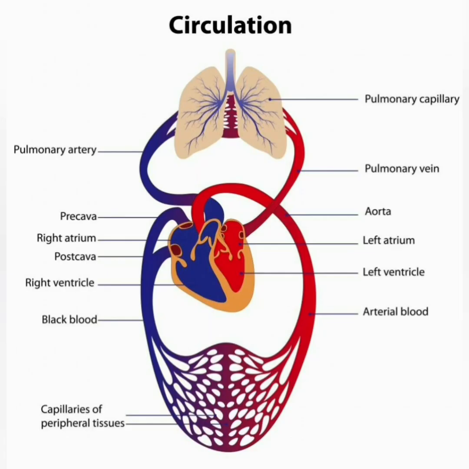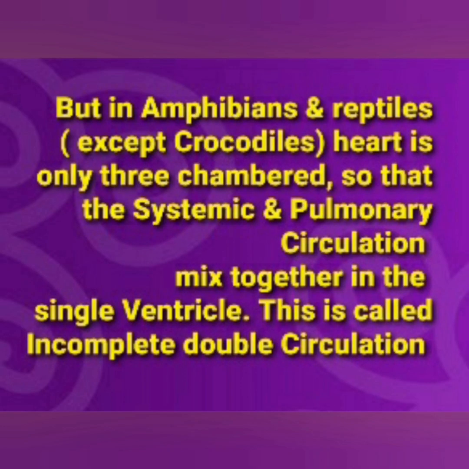Here you can see the right half receives and pumps impure blood and left half receives and pumps pure blood. But in amphibians and reptiles except crocodiles, the heart is only 3-chambered, so that the systemic and pulmonary circulation mix together in the single ventricle. This is called incomplete double circulation.